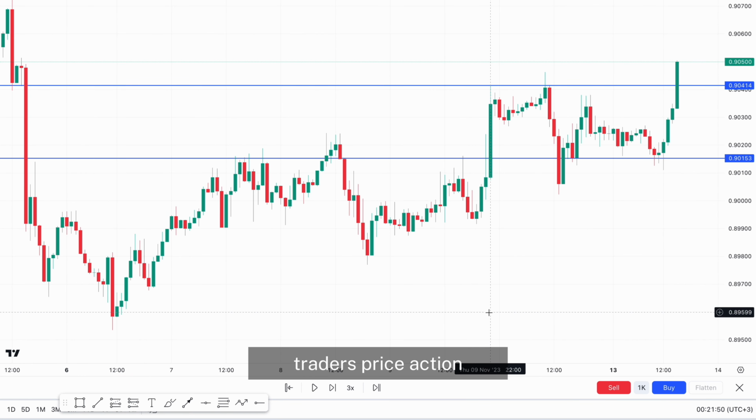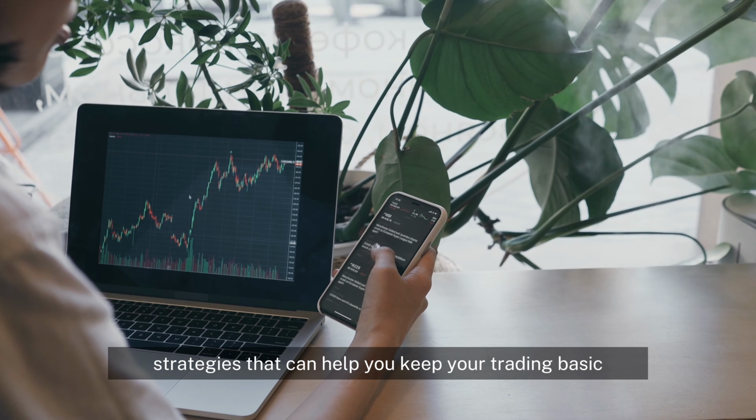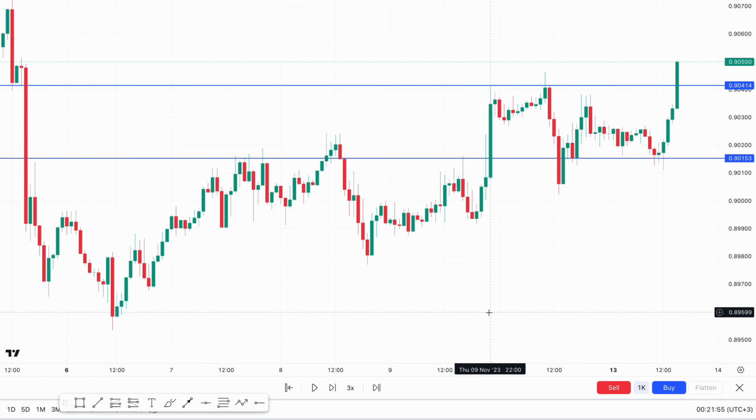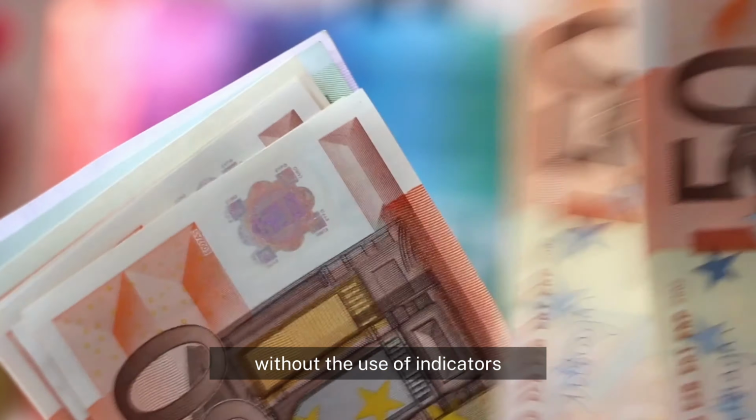Traders, price action is one of the easiest strategies that can help you keep your trading basic and at the same time profitable without the use of indicators.